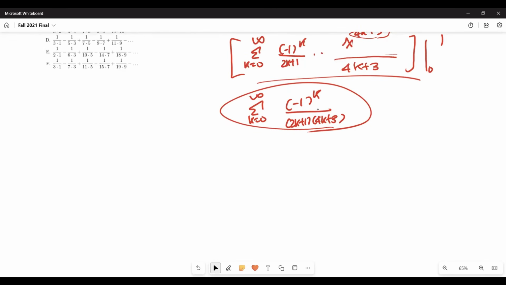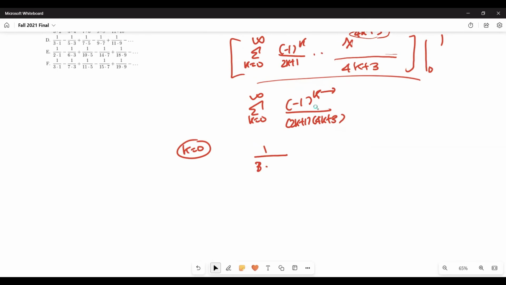And now let's plug in the first term, k equals 0. What do you get? K equals 0, 1 over 1 times 3. Because you plug in 0 here, negative 1 to the k becomes negative 1 to the 0 power, which is 1. And then 2k plus 1 becomes 1, and then the second term will be just 3. So this is going to be 1 over 3.